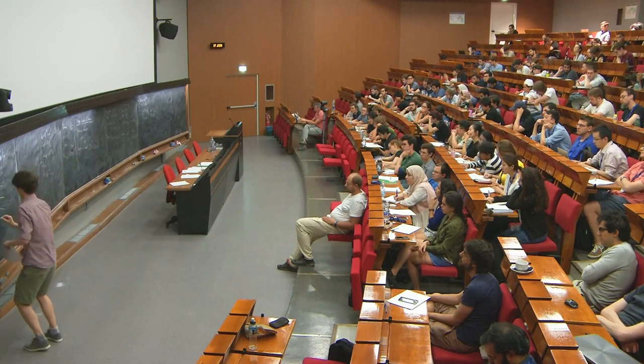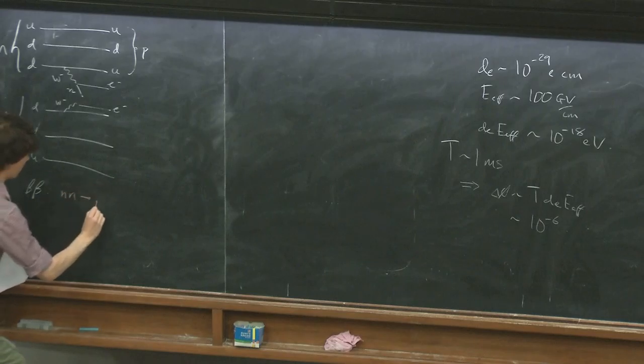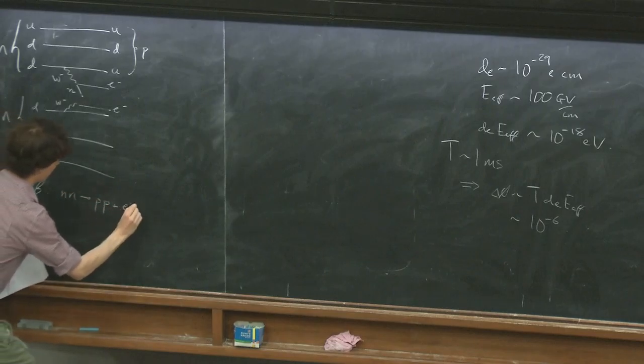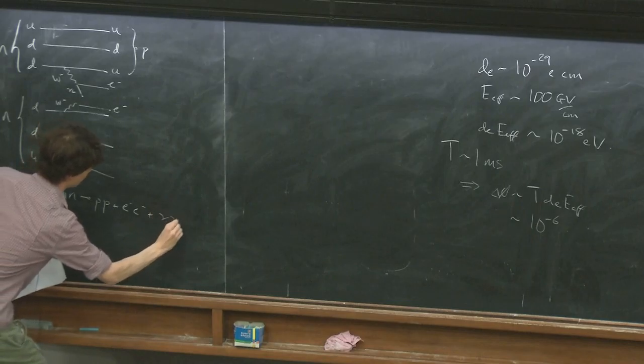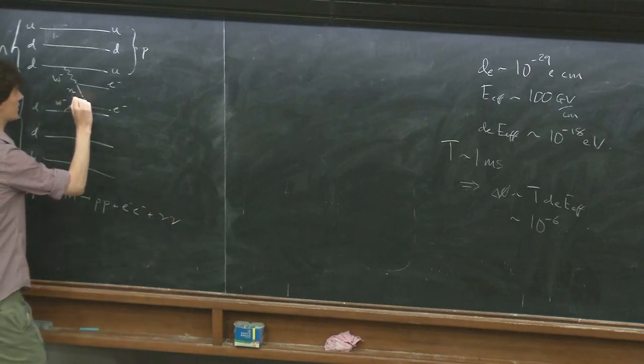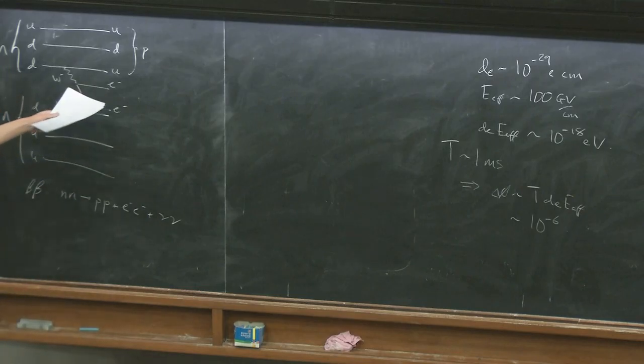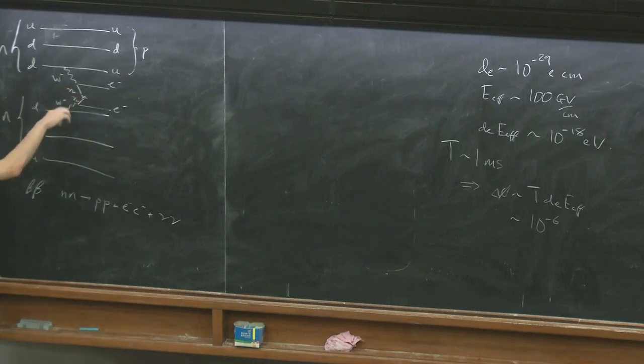So double beta would be neutron, neutron goes to proton, proton, E minus, E minus, nu, nu. But here, if we have a Majorana mass term, which takes two left-handed neutrinos and connects them, then these two can, as we're writing out diagrammatically, annihilate each other. We can write down a diagram such that we only get the two electrons out.